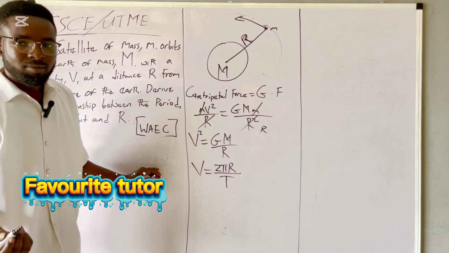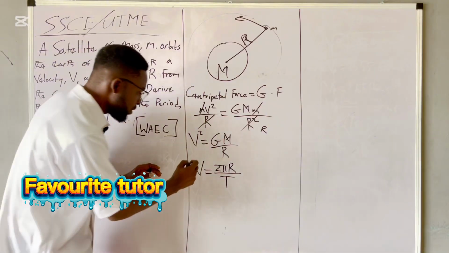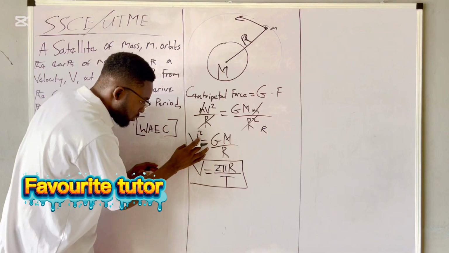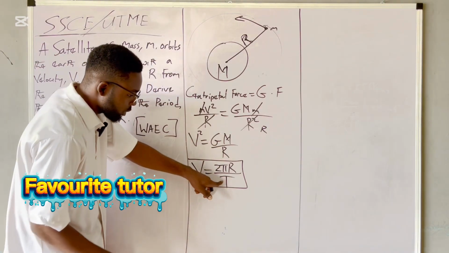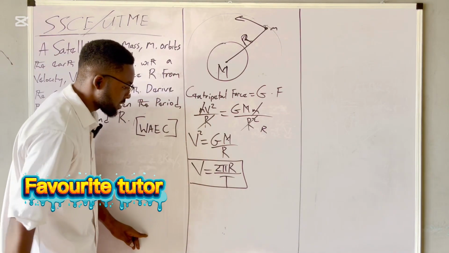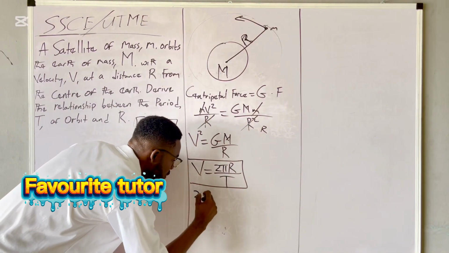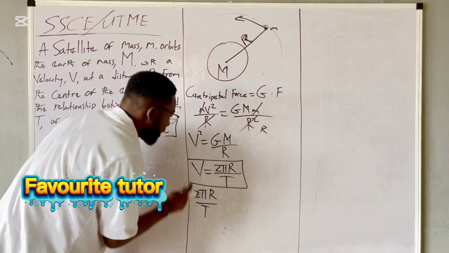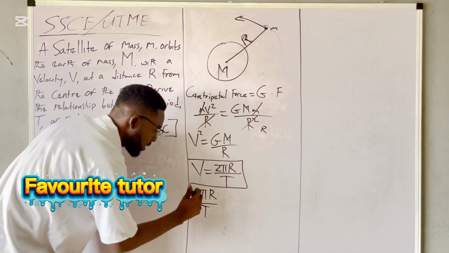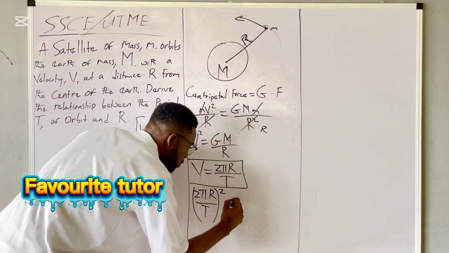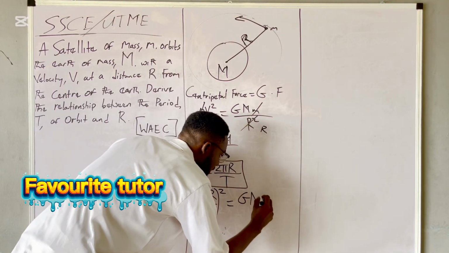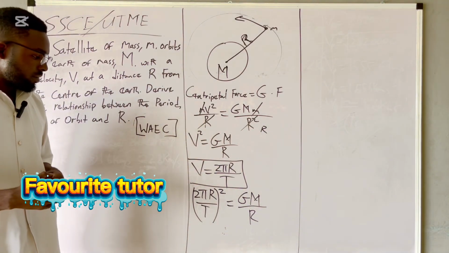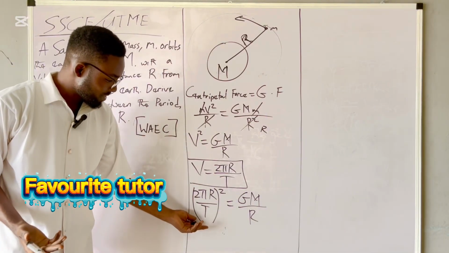You can see it now. So if this is v, the speed is equal to this. We substitute it right here so that we can look for the relationship between the period and the distance. So this becomes 2 pi r over T, and this is v squared. Don't forget, v squared, raised to the power of 2, is equal to the gravitational constant, mass of the Earth, over the distance.